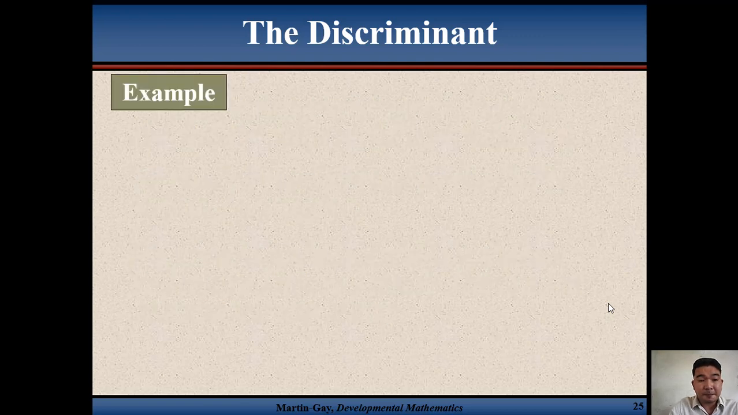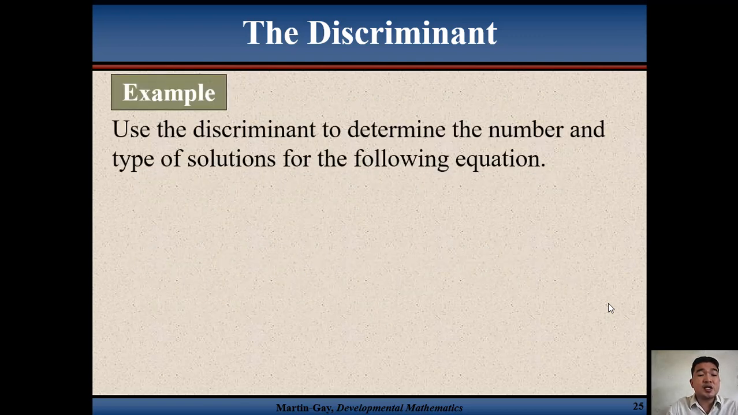For example, use the discriminant to determine the number and type of solutions for the following equation. We can identify the number of solutions and the type of solutions of the quadratic equation upon solving the discriminant.